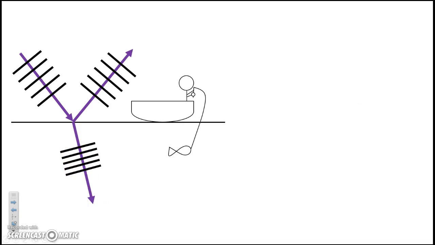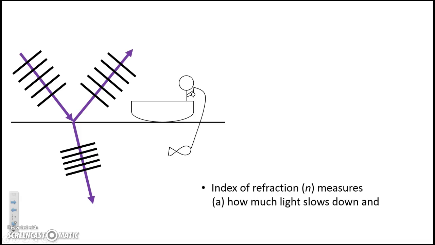Now, in physics, we like to measure things. We like numbers, and we like using math to describe the things that we see. So we have a value, a number that we calculate. There's this thing called the index of refraction, and every medium has a value of n. That value indicates how much light slows down in the medium, and it also indicates how much light bends in that medium.